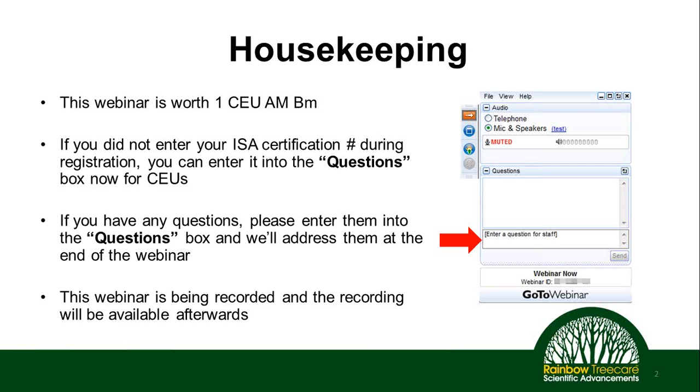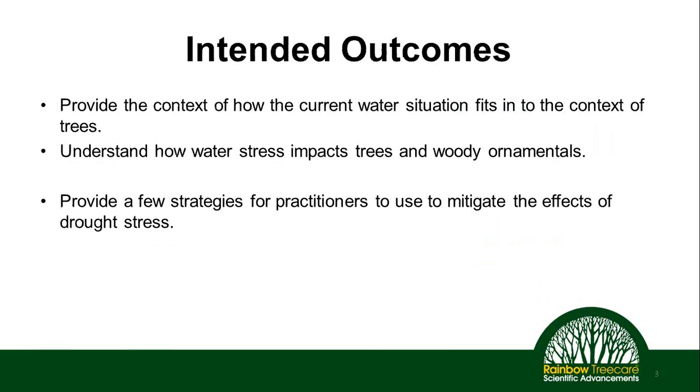So without further ado, my intended outcomes for today are to provide you the context of how the current water situation fits into the context of trees. So what does the current drought mean for really trees primarily? We'll talk slightly more indirectly about ornamental shrubs, but that will fit into it very similarly. Briefly understand how water stress impacts trees and woody ornamentals. And then really the meat and potatoes of this is to provide you a few practical strategies for practitioners to use to mitigate the effects of drought stress.